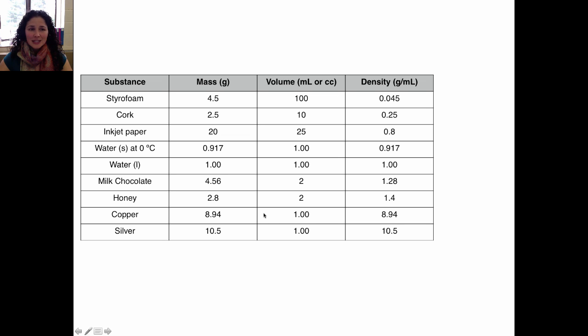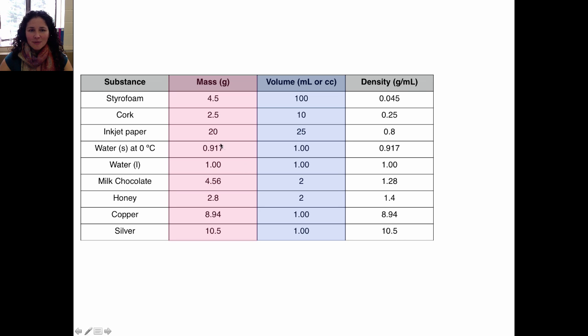Let's look again at this table. Make sure you notice that this row here is talking about solid water at freezing temperatures, 0 degrees Celsius, whereas this is liquid water. So in the first column, you have a list of different materials, and in the second and third columns, you have the mass for a specific volume of that material. And then density is listed in the last column.